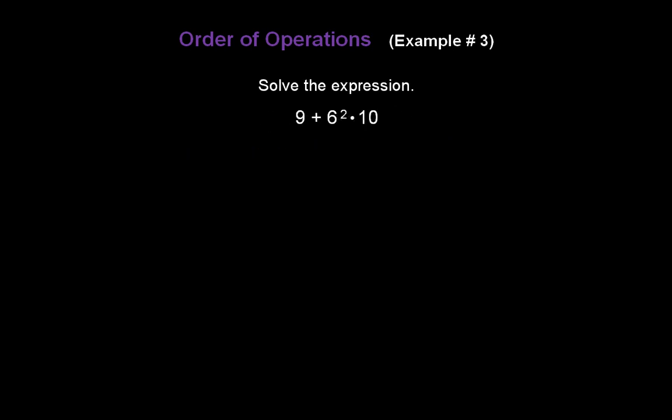Let's solve this expression. Write it down. 9 plus 6 to the second power times 10. Are there any grouping symbols in this problem? No, there are not. Are there any exponents in the problem? In fact, there are. We have 6 squared, or 6 to the second power.